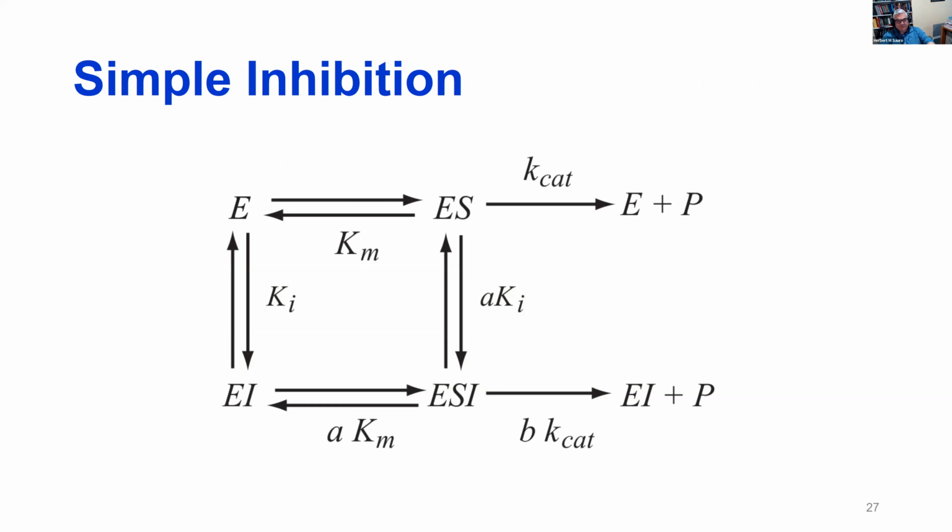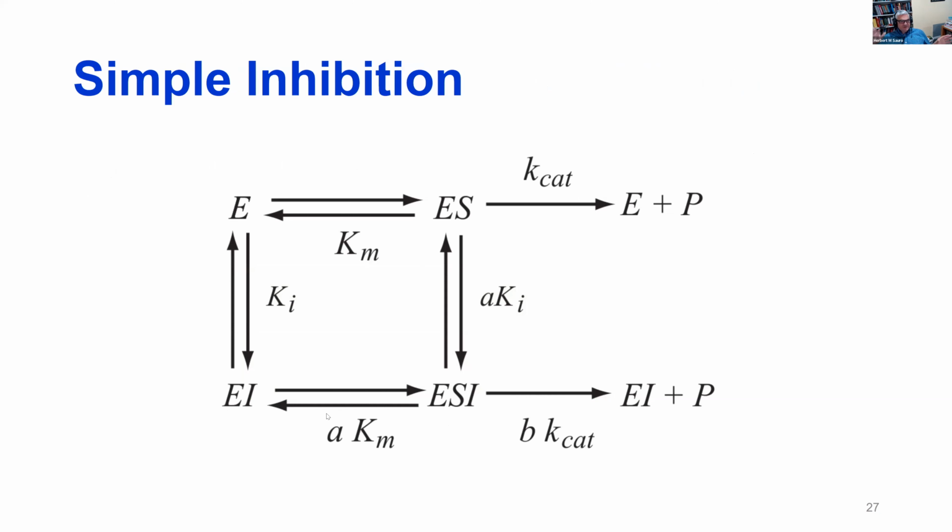This is for a single substrate, single product. This is the full potential for inhibitors, this figure you see here. So I is the inhibitor. You can see the inhibitor can bind the free enzyme. The inhibitor could bind the enzyme-substrate complex, and there are conversions between each of them.